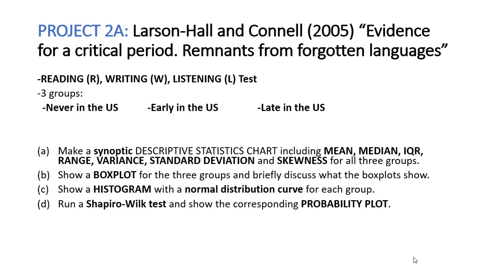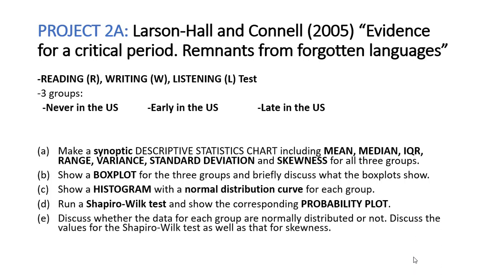Then you're going to run a Shapiro-Wilk test, and you're going to show the corresponding probability plot. Then you're going to discuss whether the data for each group are normally distributed or not, and you're going to discuss the values for the Shapiro-Wilk test as well as the value that you get for skewness.